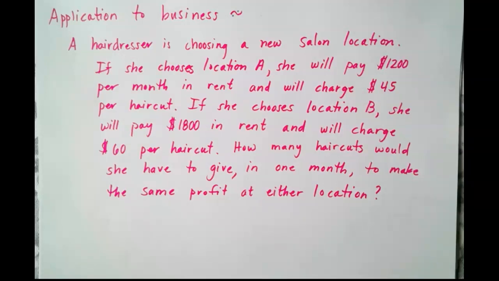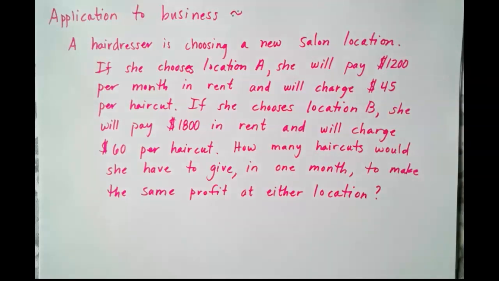A hairdresser is choosing a new salon location. If she chooses location A, she will pay $1,200 per month in rent and will charge $45 per haircut. If she chooses location B, she will pay $1,800 in rent and will charge $60 per haircut. How many haircuts would she have to give in 1 month to make the same profit at either location?